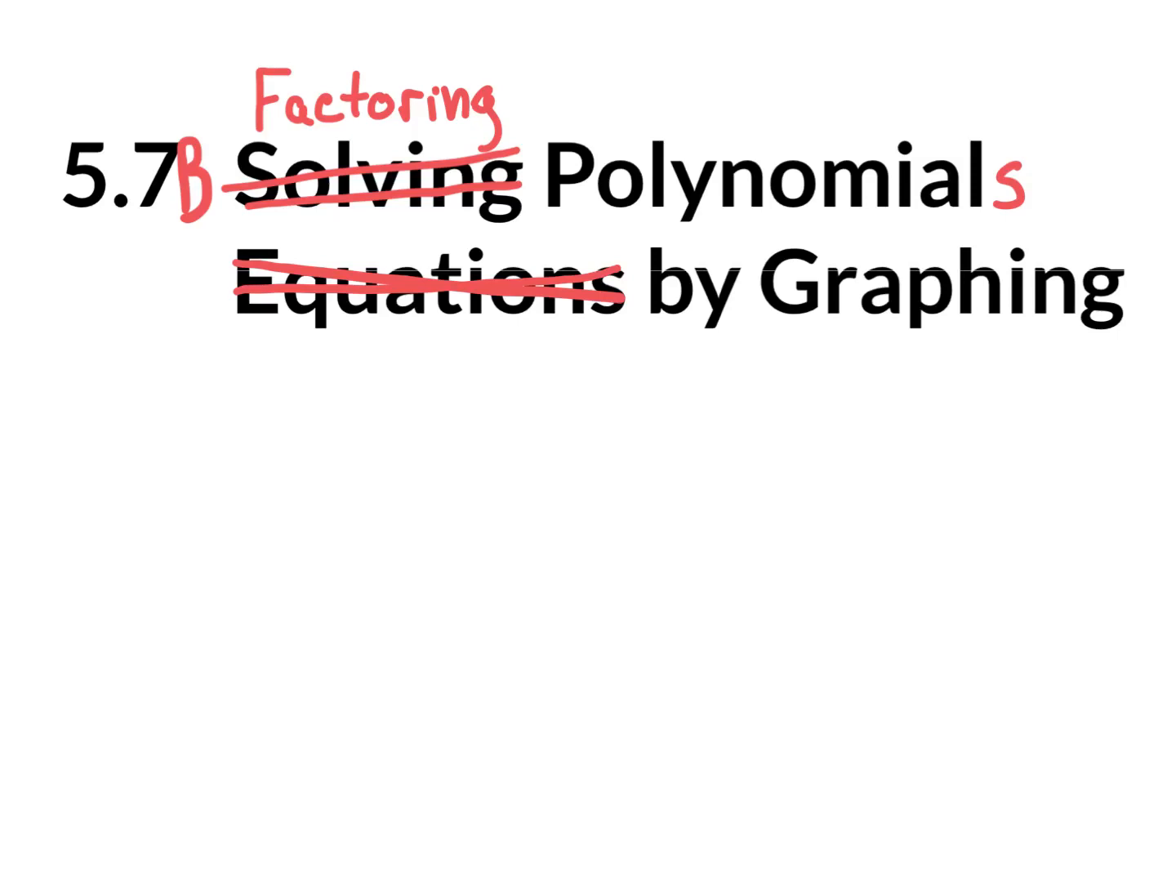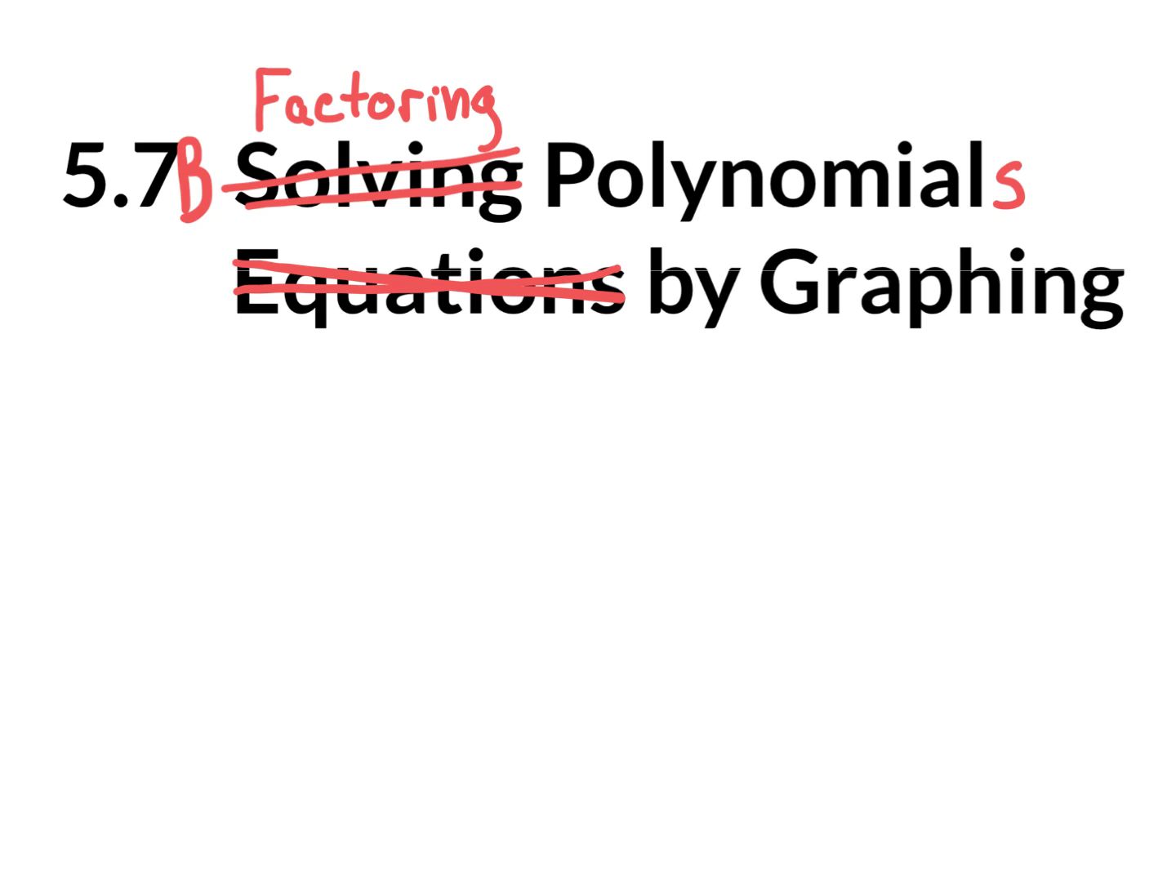So we renamed 5.7. Instead of the rational zero theorem, we renamed it solving polynomial equations by graphing. I showed you how to use Desmos and how to solve equations. The x-intercepts provide answers. Today, we're going to call this part B, or the second part of the lesson.